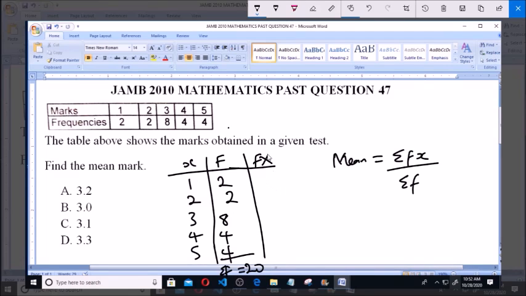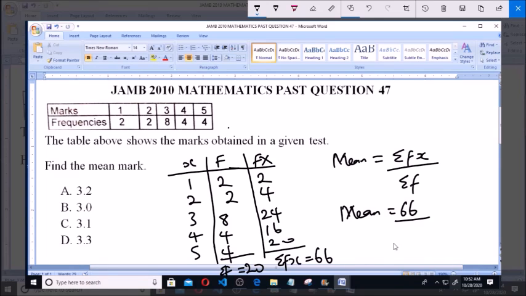Now let's find fx. Fx simply means the mark multiplied by the frequency. 1 times 2 will give us 2, 2 times 2 will give us 4, 3 times 8 will give us 24, 4 times 4 will give us 16, and 5 times 4 will give us 20. Now if you add these together, it will give us 66. So summation fx is equal to 66. So therefore the mean is equal to summation fx over summation f, that is 66 all over 20, and this is equal to 3.3, which is option D, 3.3. So D is the correct answer to this question.